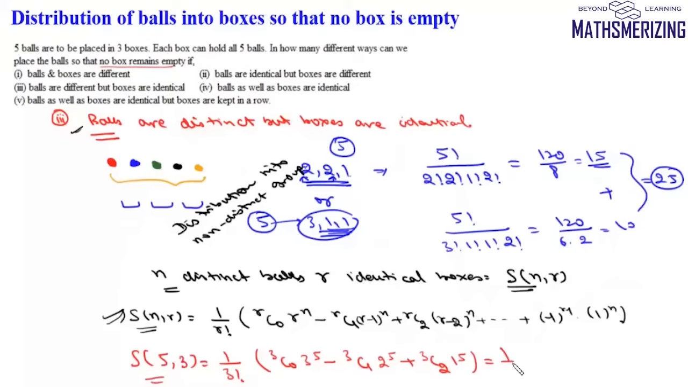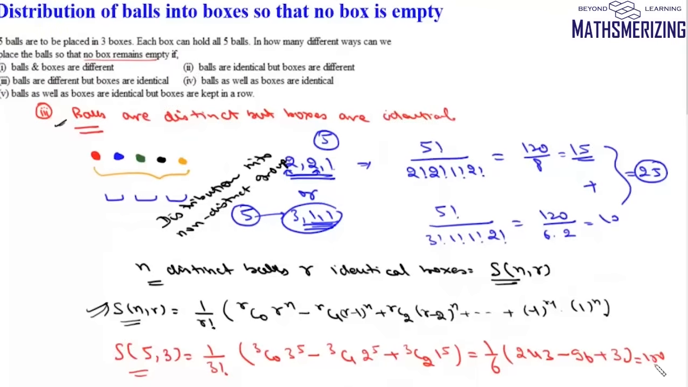Now this is 1 upon factorial 3, which is 6. Now 3 to the power 5 is 243, minus 2 to the power 5, which is 32. 32 into 3 is 96, and then plus 3C2, which is simply 3. So we'll get 246 minus 96. So it will be 150, and 150 divided by 6 is simply 25, which is the answer to our question. So a general way of solving this question is by finding this Stirling number S(n, r) using the given formula.